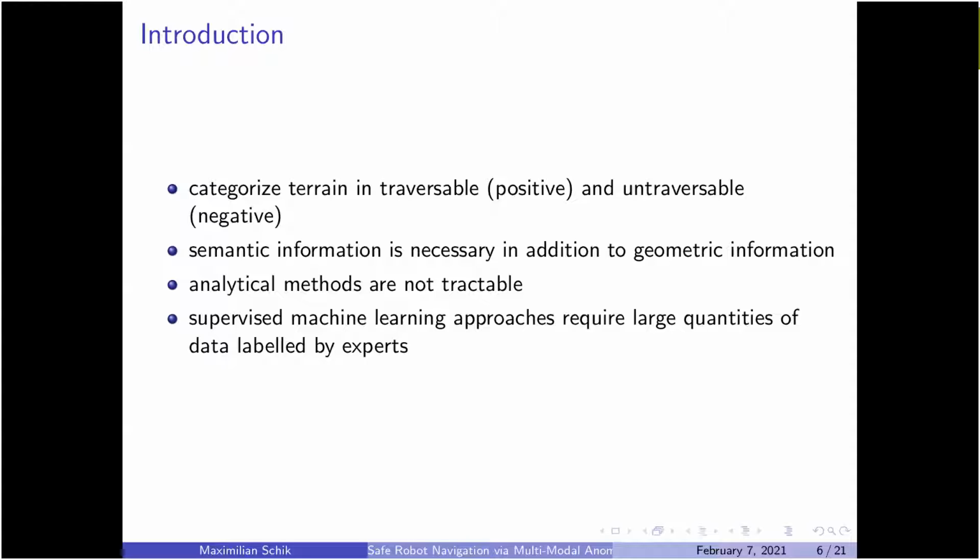Analytical methods are not tractable on this sort of problem, and supervised machine learning approaches would require large quantities of data. And most of the time, this data would have to be labeled by experts, especially if we want to build a robot in a new kind of environment. For example, for planetary exploration, you would have to employ some astrogeologists to label our data set to know where the robot can walk on Mars or the moon or something like that.